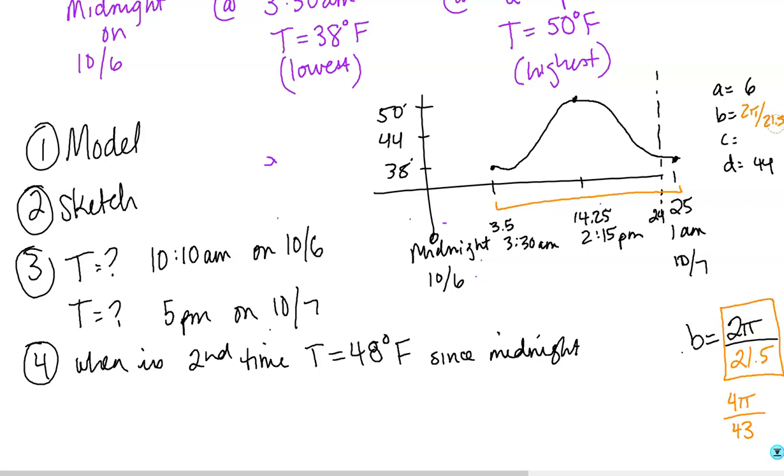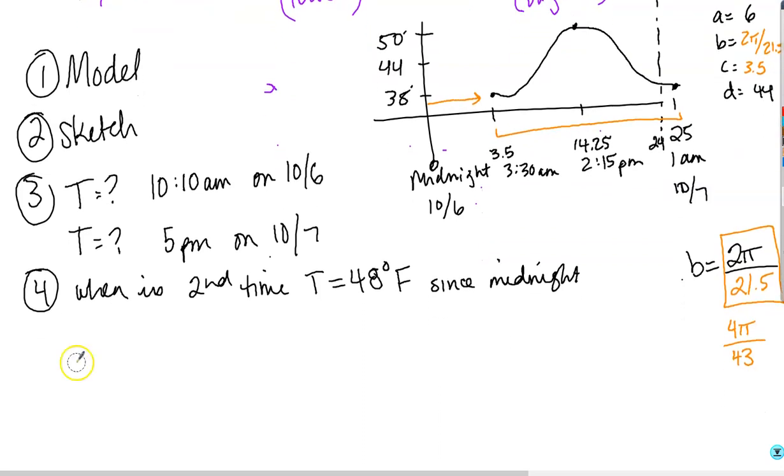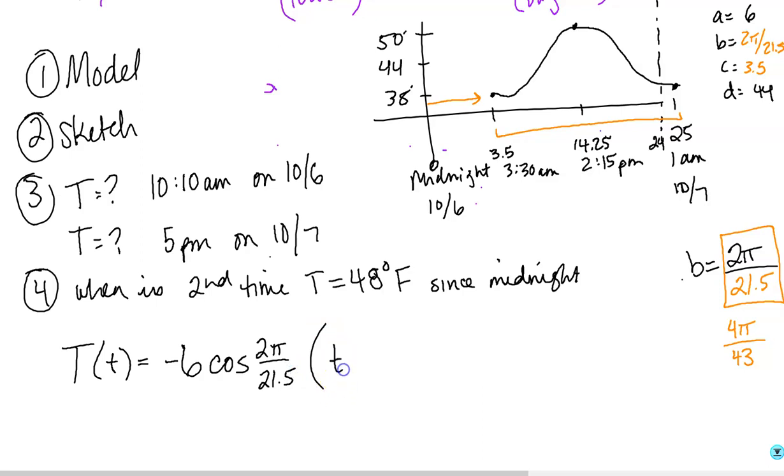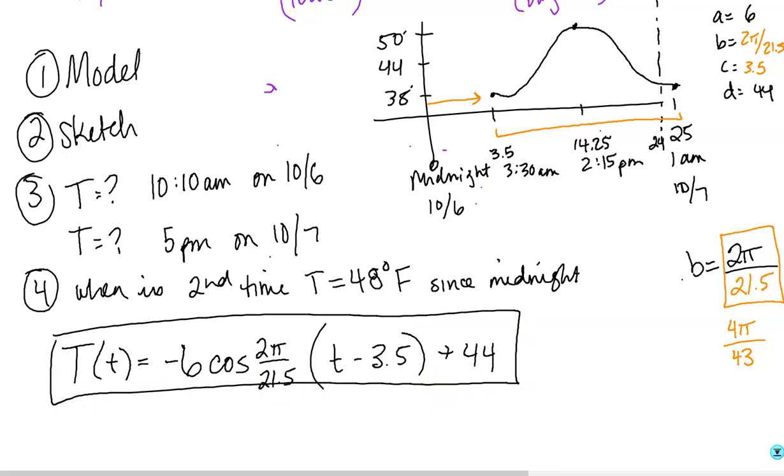Then C, well, just start wherever your graph starts. My graph started at 3.5 and it's to the right, so I'm going to use 3.5. But because it's starting at a low, which graph starts at its low? Negative cosine. That's right, so I have to write this as a negative cosine. So my model: big T, temperature as a function of time, equals -6 cosine, because it started at the bottom, of my B value, 2 pi over 21.5, times (t minus 3.5), since I shifted 3.5 to the right, and then plus 44. That is a nasty equation, which is why everything else is done in your calculator.